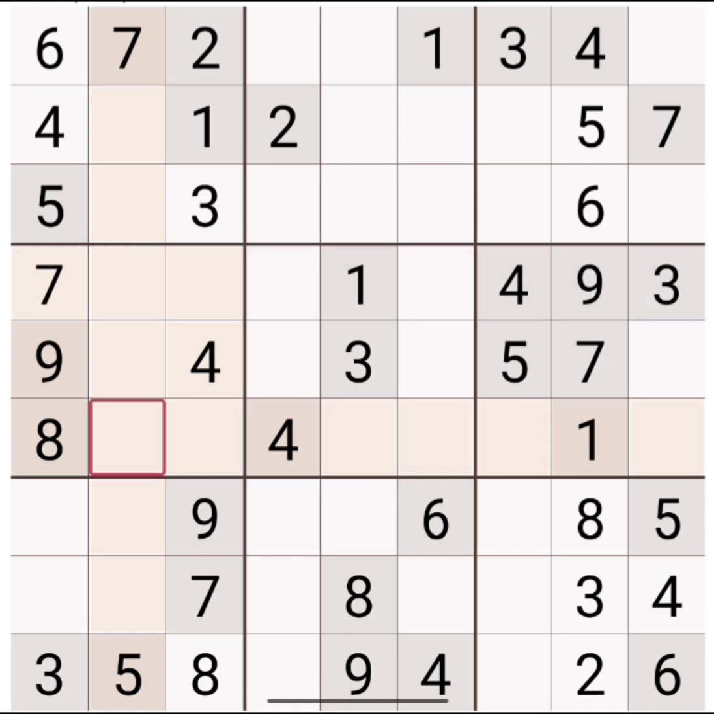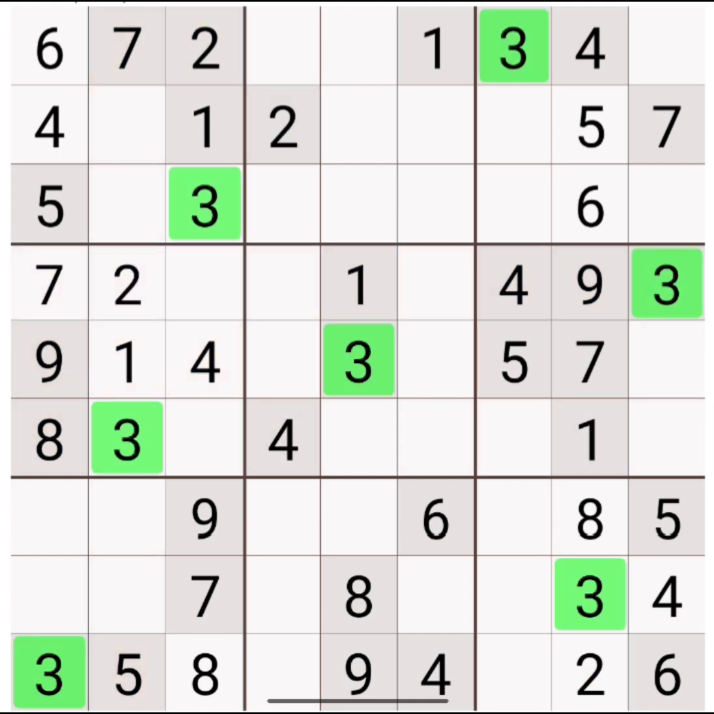In these three cells, 7, 8, 9 and 4 are there. 5 and 6 are for these two places. So 1, 2, 3 are missing from these three cells. So 1 we cannot place in this cell because 1 is there in the same row, and 1 we cannot place in this cell as well. So we'll place 1 here, and 2 and 3 are for these two cells. So 3 we cannot place here. So we will place 2 here because 3 is there in the same row. So we'll place 3 here.